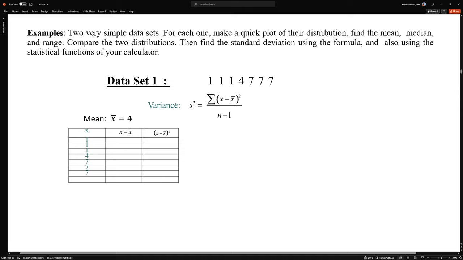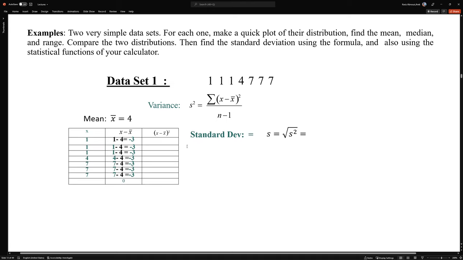As I said, to find the variance, we need the x bar, which is the mean, which is equal to 4. We already know this. So in this list, we put the data set values, which are 1, 1, 4, 7, 7. We place them. Then we want to find their difference. What's the difference? 1 minus 4.